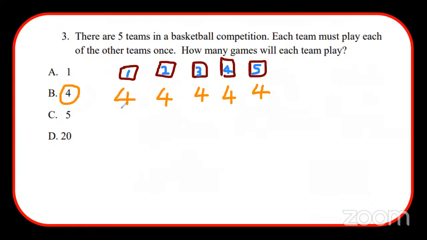All right, so I see some calculations coming up. 4 times 5 equals 20. However, guys, I want you to differentiate here, because first we asked about each team. How many games will each team play? Now I want to talk about in total.